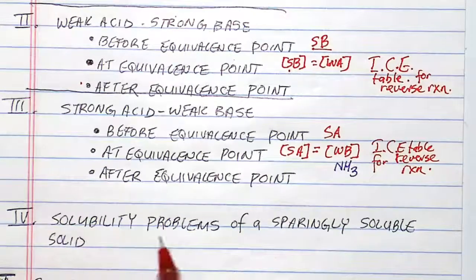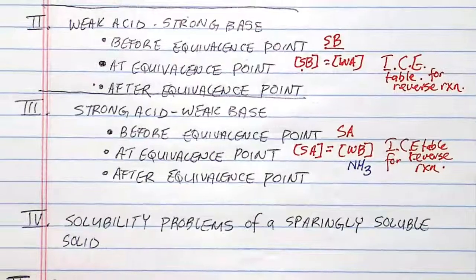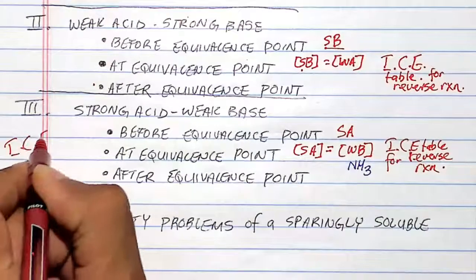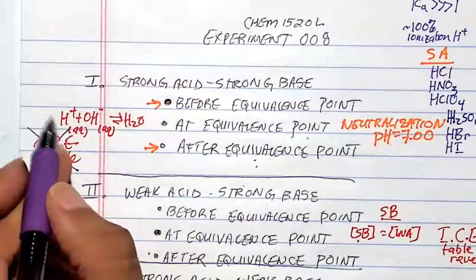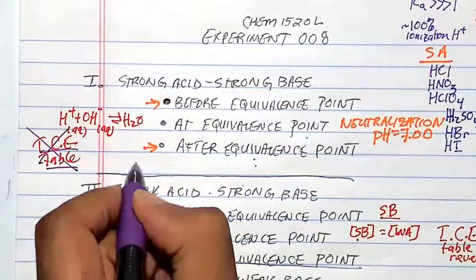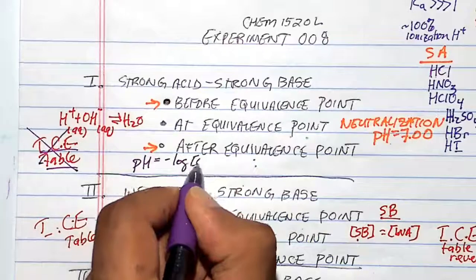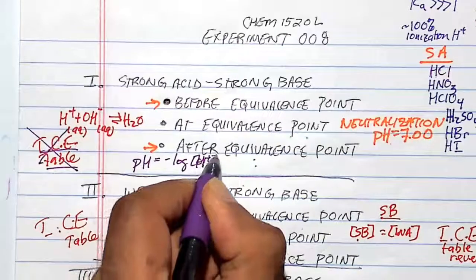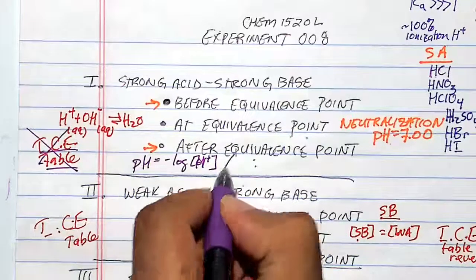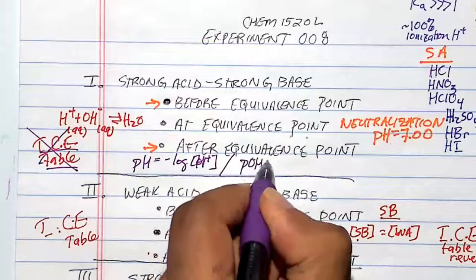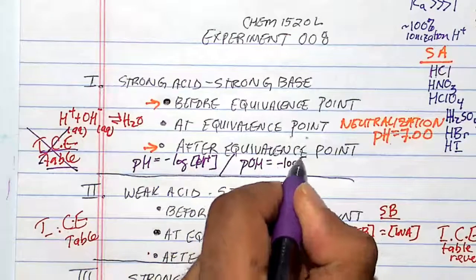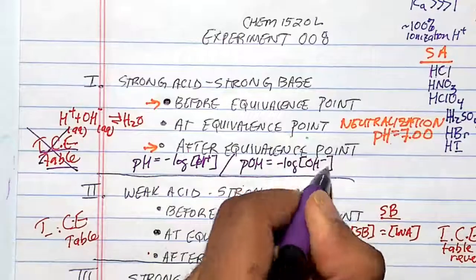So in most of these problems, you will have to use an ice table. So be cognizant of that. Instead of using an ice table, you can just go ahead and use your straight up pH or pOH equation. pH is equal to minus the log of the hydronium ion, or pOH is equal to minus the log of the OH concentration.